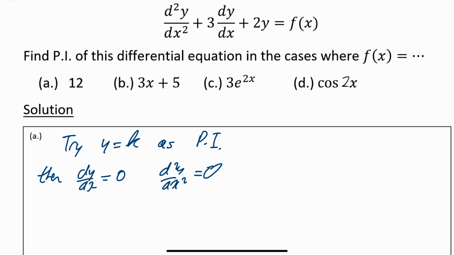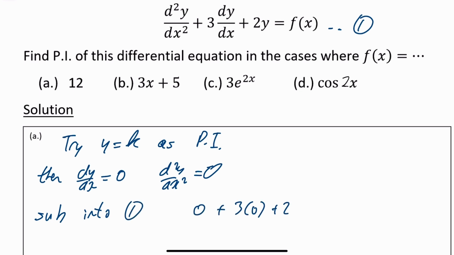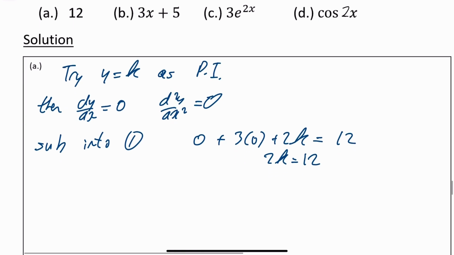So that means sub into, we'll call this equation 1, sub into equation 1, and you're just going to get 0 plus 3 times 0 plus 2k is equal to 12, and that means your 2k is equal to 12, which means k then is equal to just 6. So in this case, really easy, y is equal to 6 is the particular integral, and it's as easy as that.